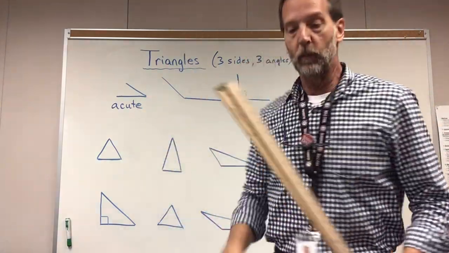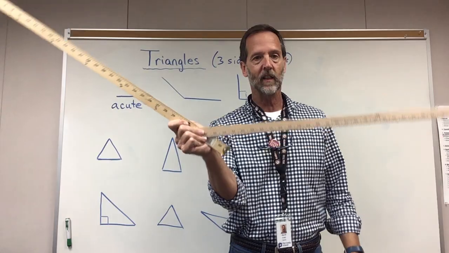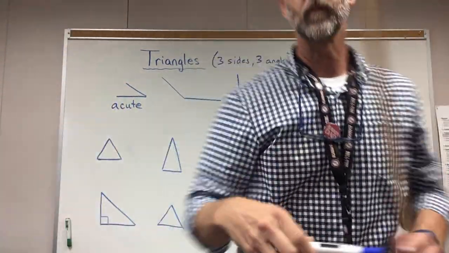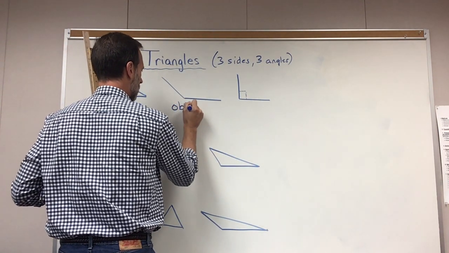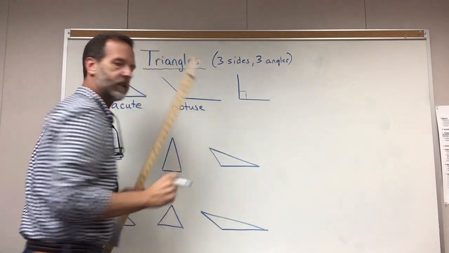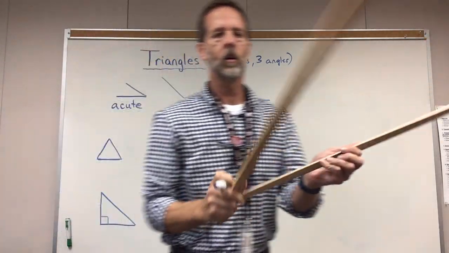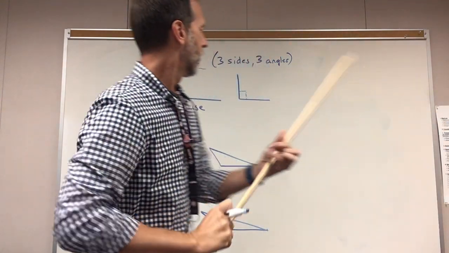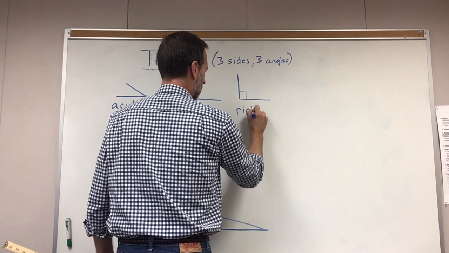All right. Then when you get bigger, when it opens wide like this, that's called an obtuse angle. That's an obtuse angle. And then when you get that perfectly square corner, right, like this, it looks like a letter L, okay? When you get that perfectly square corner, that is called a right angle.